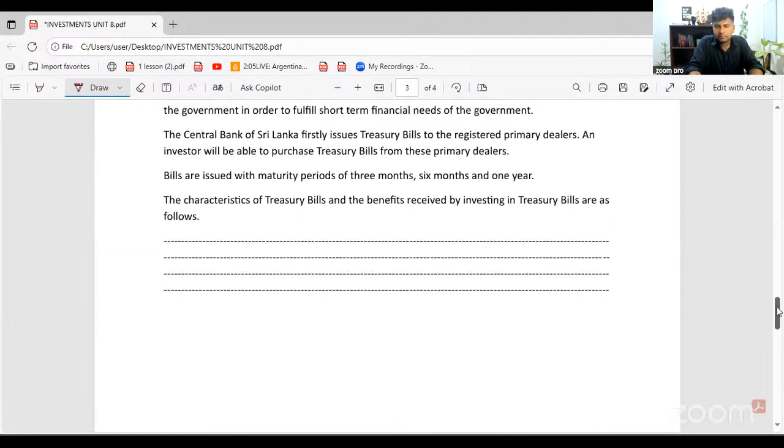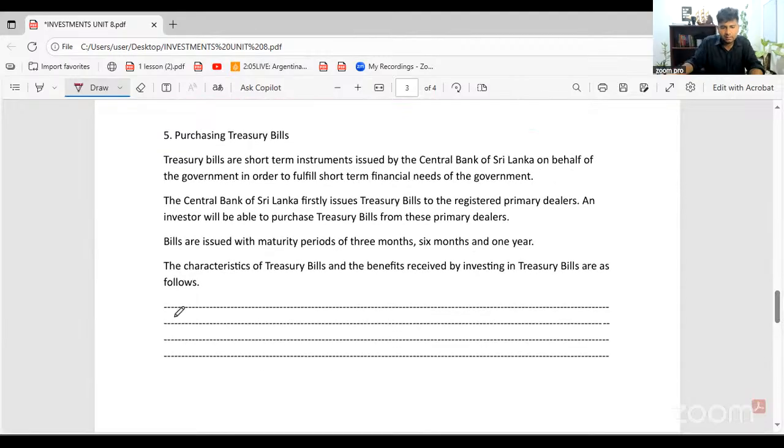Right. Now, what are the benefits? Write down number one: ability to receive an interest. What is number two? Number two is sometimes you can sell that to another person. Now you have bought the treasury bill, you can sell it to me also. Ability to convert it to cash anytime. Anytime you can sell and convert to cash.